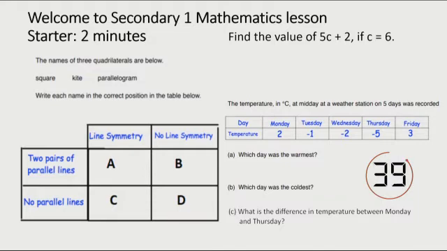You've got 40 seconds left. Please don't give up, do try. You've got 10 seconds left.